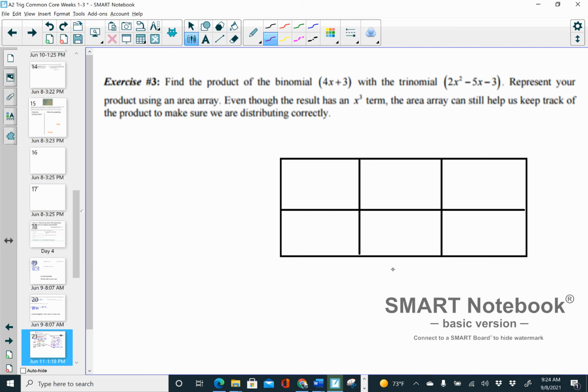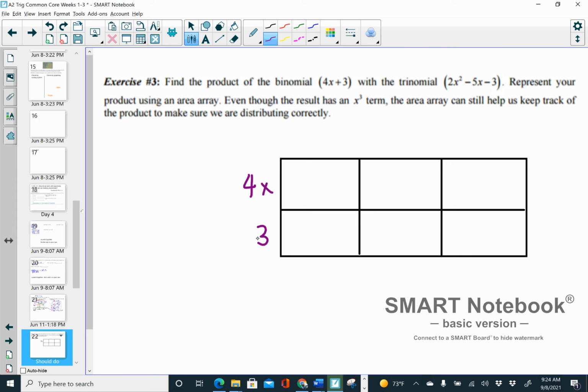All right. The last thing, you can do the same thing except with a 3 by 2, right? So I'm just going to show you how to set it up. So 4x plus 3, I'm going to do 4x here, and I'm going to do a 3 here. There's a plus sign between them. Over here, I'm going to do 2x squared minus 5x and a minus 3.